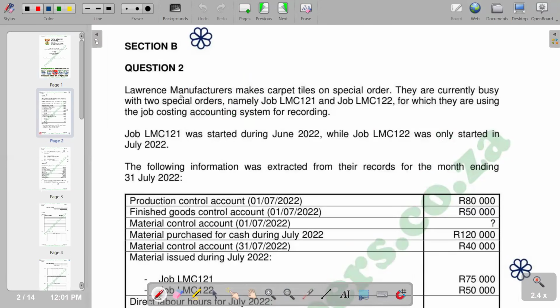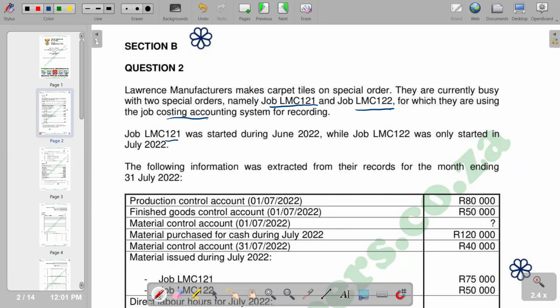So our question reads, Lowlands manufacturers makes carpet tiles on special order. They are currently busy with two special orders, namely job LMC 121 and job LMC 122, for which they are using the job costing accounting system for recording. Job LMC 121 was started during June 2022, while Job LMC 122 was only started in July 2022. The following information was extracted from their records for the month ending 31 July 2022.